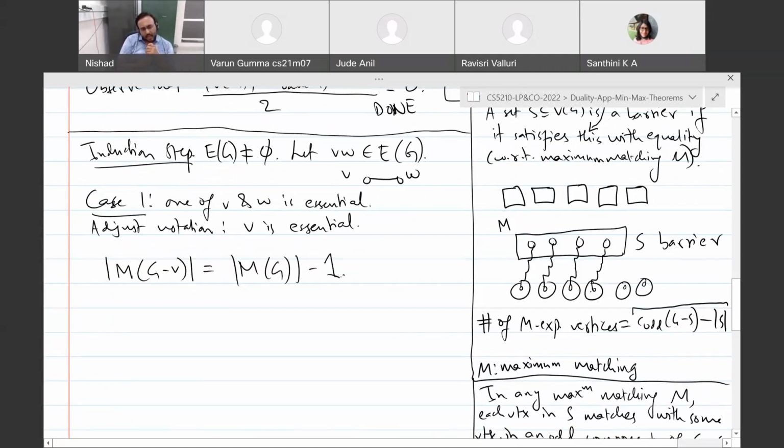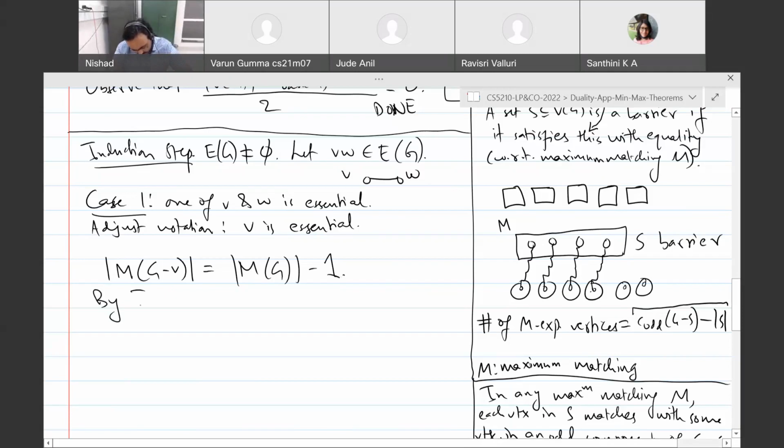Well, we have deleted the vertex V. Therefore, we have deleted the edge VW. So the number of edges has also gone down when I delete that vertex, right? So by the induction hypothesis, I know that the G minus V graph will satisfy our desired conclusion.